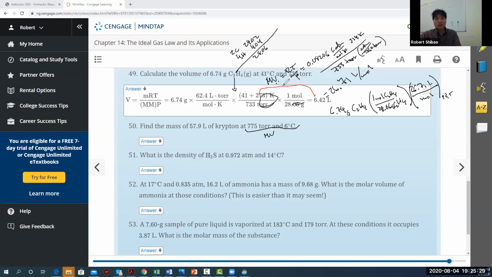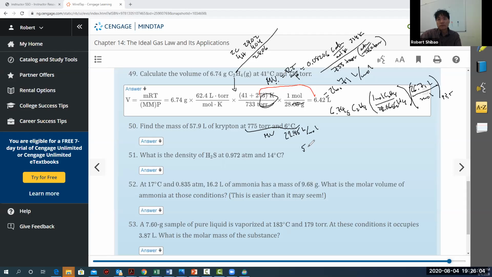Molar volume is going to be RT over P, so 0.08206 times temperature, 273 plus 6 is 279, divided by the pressure, 775, and then convert it to atmospheres times 760. And so it's 22.45. So it's a little less because the temperature is lower and the pressure is higher. 22.45 liters per mole.